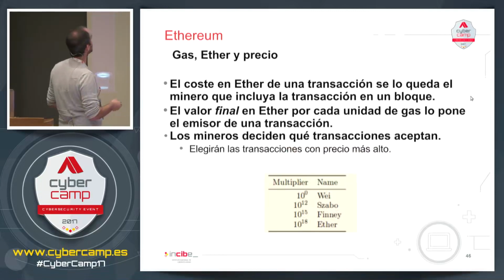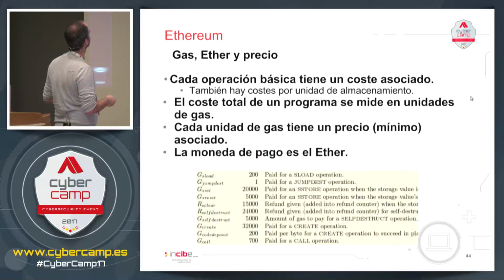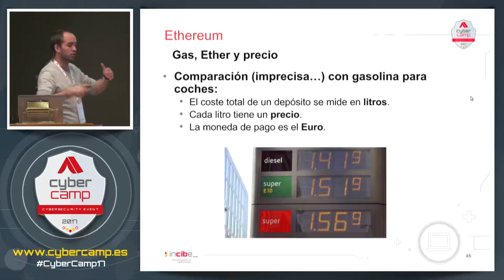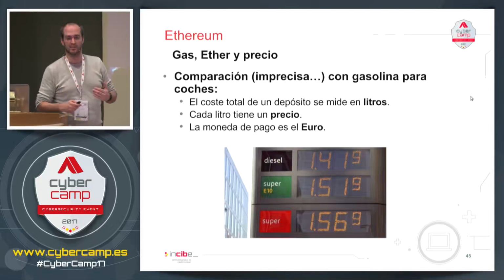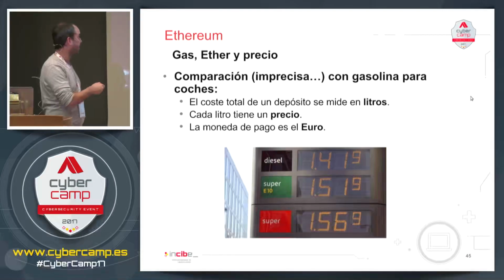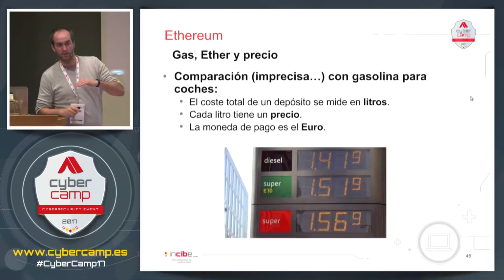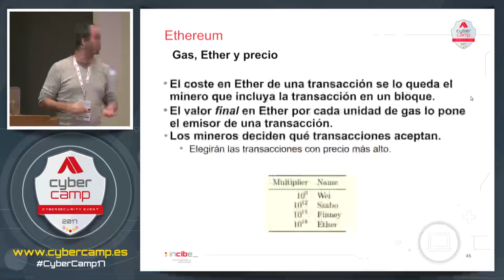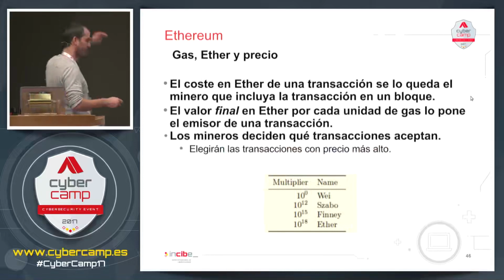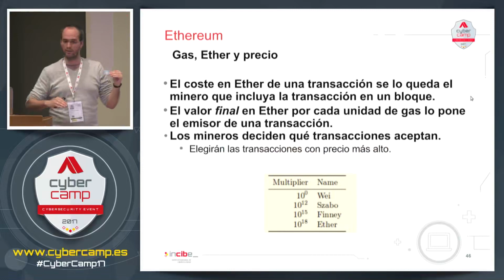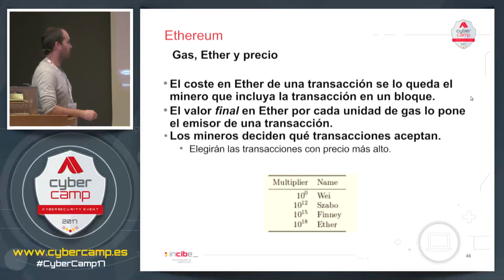In Ether, what happens? The capacity of your tank is measured in gas units. Instead of liters, it's gas units. Every gas unit has a price. In this case, in Ethereum, the price is measured in ethers. That's the currency. The equivalent of liters is gas. The equivalent of price is the price, and the equivalent to the euro is ether.